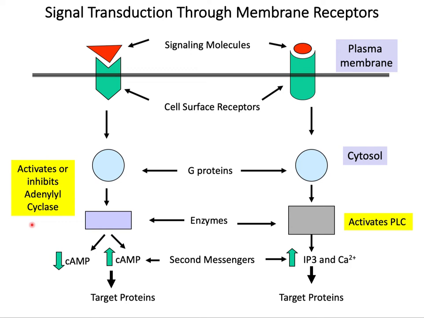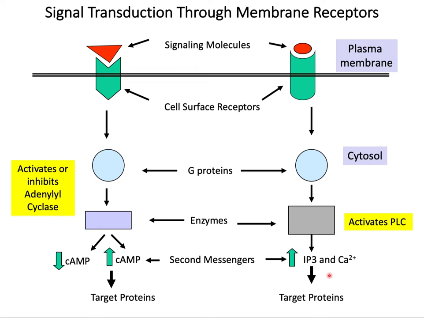So now what I want to look at is the G protein coupled receptor that can activate phospholipase C, and that's shown here on the right hand side of the slide. Here you have a signaling molecule that binds to the plasma membrane receptor, and this G protein coupled receptor activates the G protein, a different type of heterotrimeric G protein that can go on and activate phospholipase C or PLC.